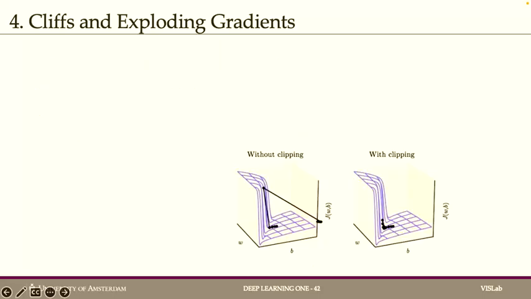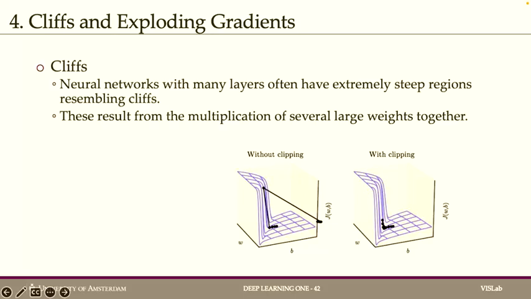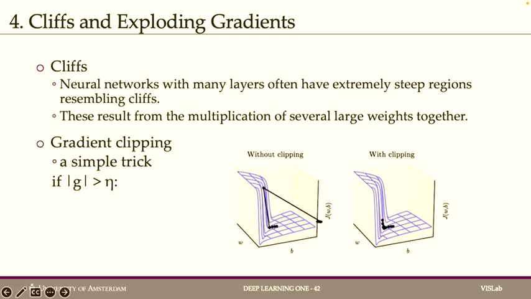All right, the fourth difficulty is these cliffs and exploding gradients. So cliffs are, as you can see, just cliffs. Imagine you start off at the left one, for example. First we start off without clipping, because clipping is the solution. You start going down this valley, but then you jump up, and then you end up somewhere else completely. Now with clipping, you just say, okay, the gradient can never be higher than a particular value, namely eta, which is simple enough.